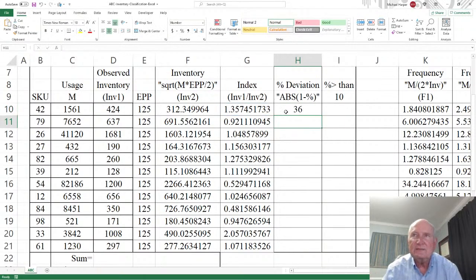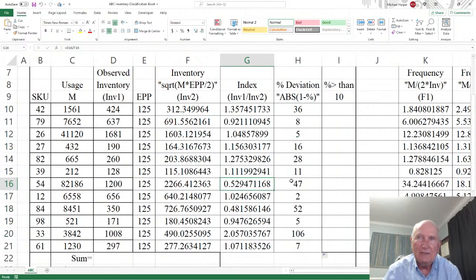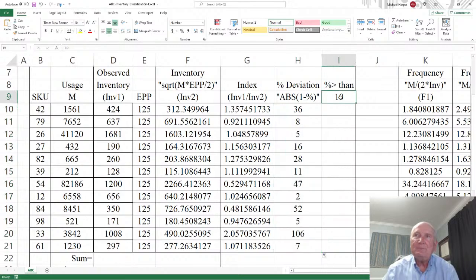So this is 36. Now I can copy this down, and notice when I take 1 minus that, this is 8% below 1, 5% above 1, 16% above, 47% below 1. So this is the percent deviation. And so that now I'm saying 10% here. Let's say, if it's more than 10%, then I'm just going to say yes.